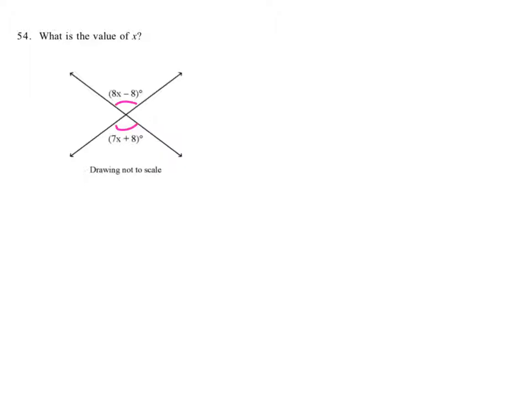Okay, vertical angles are congruent, so therefore we can take the two measures in algebraic terms, 8x minus 8 and 7x plus 8, and set them equal to each other, because they are equal in measure if they are vertical angles. Okay, and then we're just going to solve this.